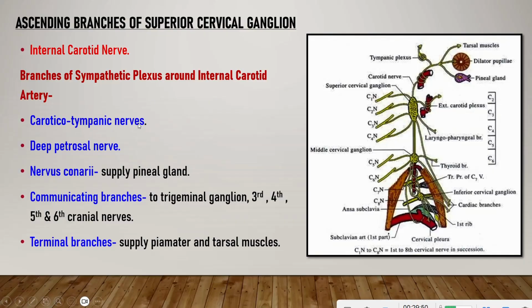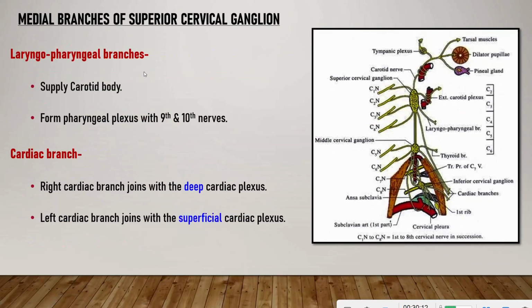It can be the caroticotympanic nerve, deep petrosal nerve, nervus conarii which supplies the pineal gland, or there can be a communicating branch to the trigeminal ganglion, third, fourth, fifth and sixth cranial nerves, and terminal branches which supply the dilator pupillae and tarsal muscle. All these are ascending branches. So I have told you what the branches from the superior cervical ganglion are.